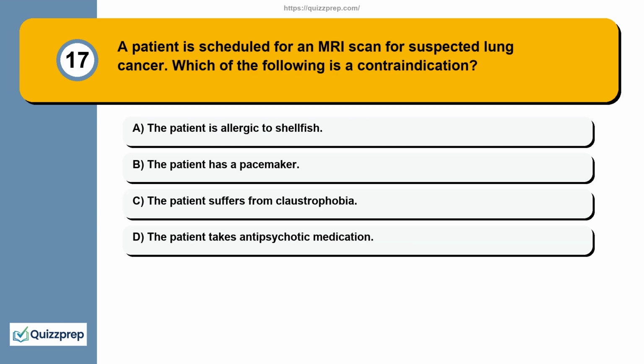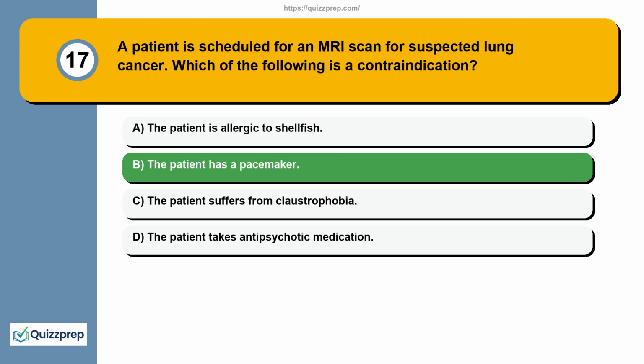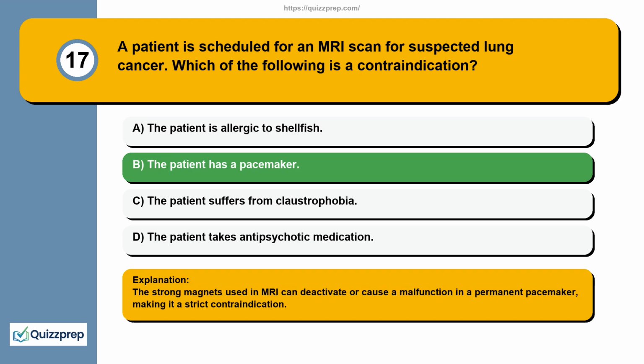Question 17. A patient is scheduled for an MRI scan for suspected lung cancer. Which of the following is a contraindication? The patient is allergic to shellfish. The patient has a pacemaker. The patient suffers from claustrophobia. The patient takes antipsychotic medication. The strong magnets used in MRI can deactivate or cause a malfunction in a permanent pacemaker, making it a strict contraindication.